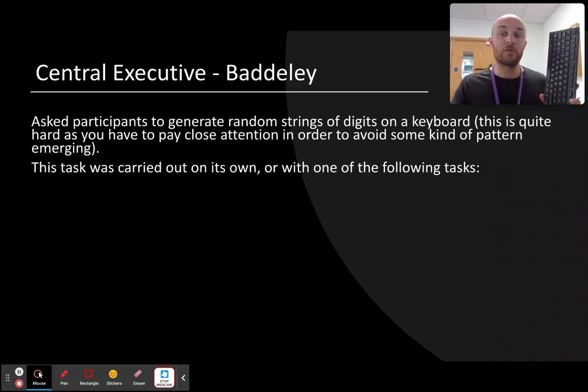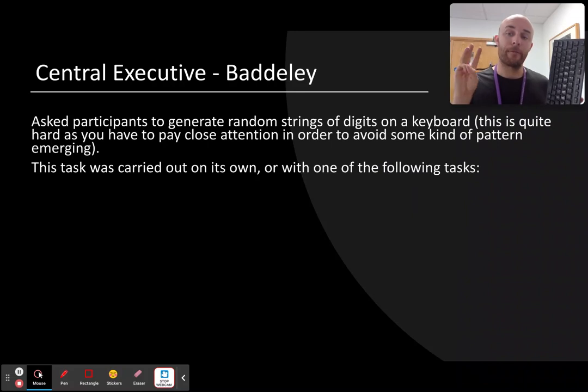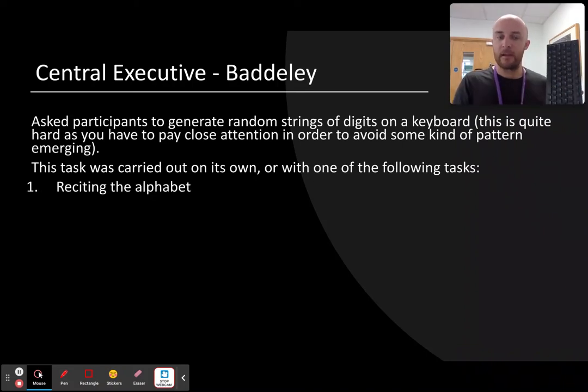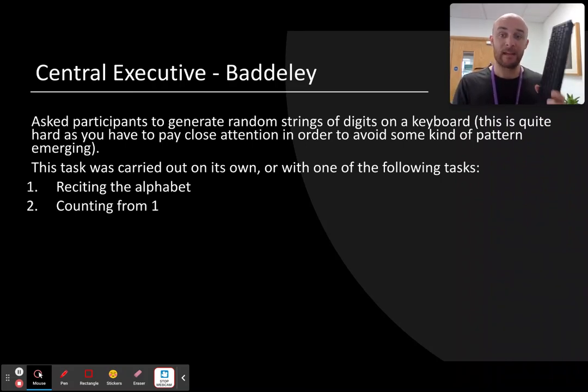He then also got them to do alongside that one of 3 tasks. So this is independent groups, right? You've got 3 separate groups doing 3 separate tasks. So he got them typing, and they had to recite the alphabet. Now, easy. Reciting the alphabet doesn't take any of your attention. It does, because it's easy. It's a practiced, familiar task. He either got them to do that, or they typed and counted from 1.